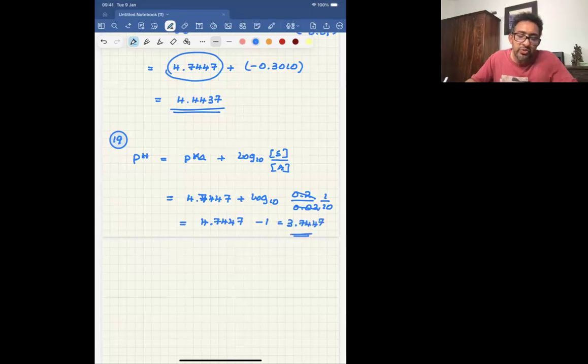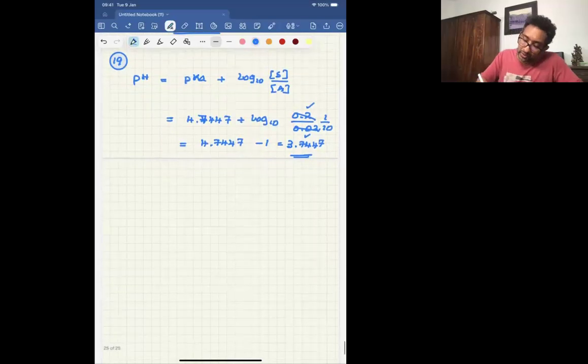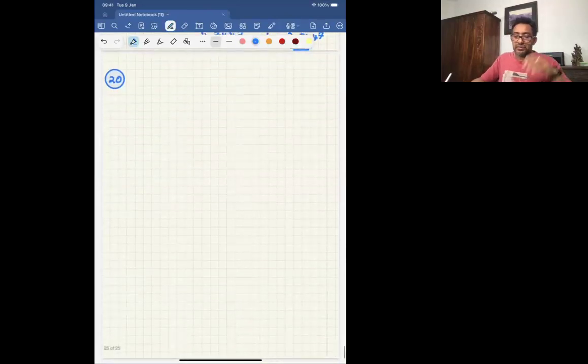But above, when we are asked to show that the pH value is 5.7, the solution consists of 0.02 molar ethanoic acid and 0.2 molar sodium ethanoate. It should be the other way around. Please correct that. Show that the pH value is 3.7 if this is the value. If it is the other way around, it will be 5.7. Question number 20. We'll do this as the very last thing today.